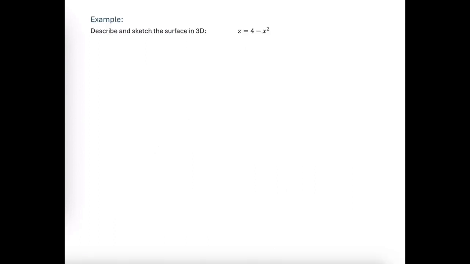So let's take a look at our first example here. And what we'll notice right off the bat is that we are missing the variable y. If we're missing the y variable, then what we're going to do is graph a 2D plane curve that exists entirely in the plane of the variables that are present. So the 2D plane curve is going to be graphed in the xz plane.